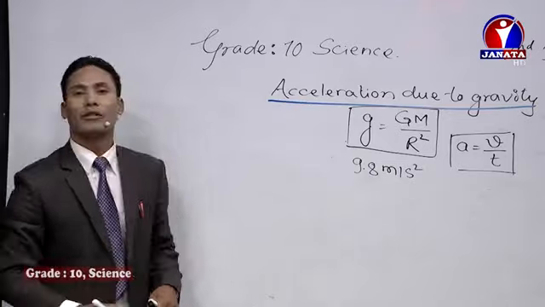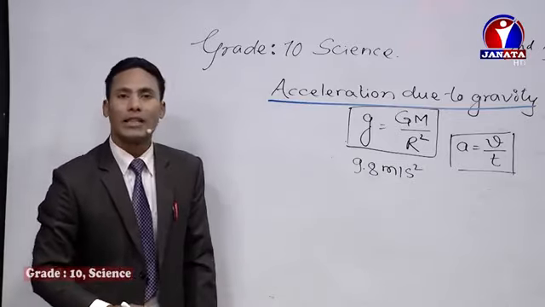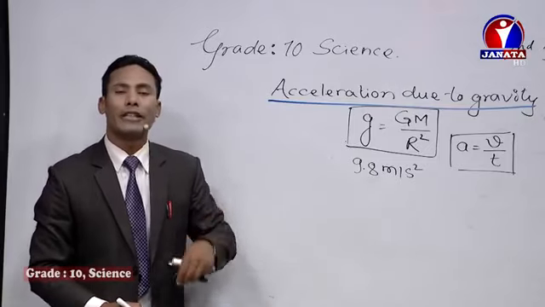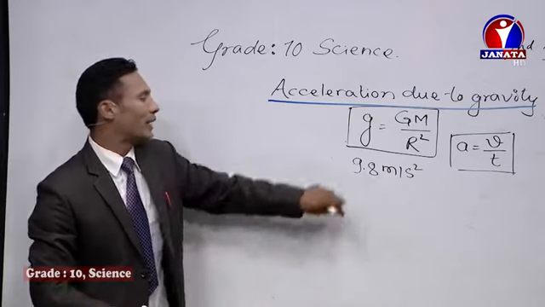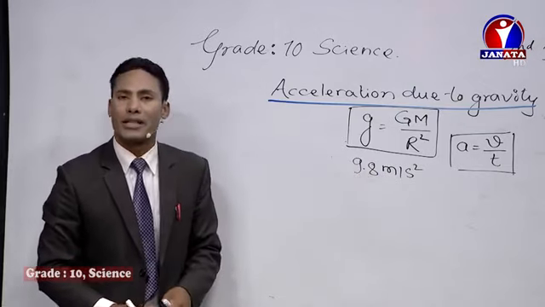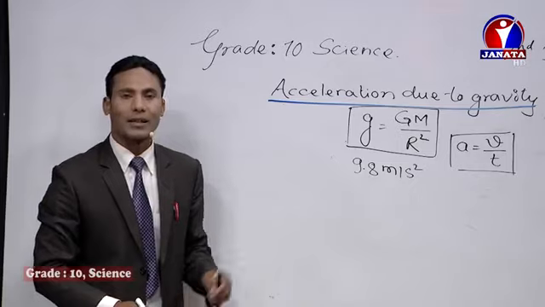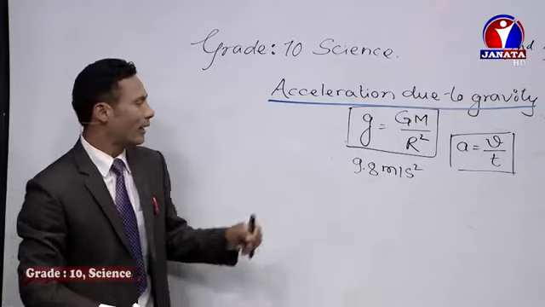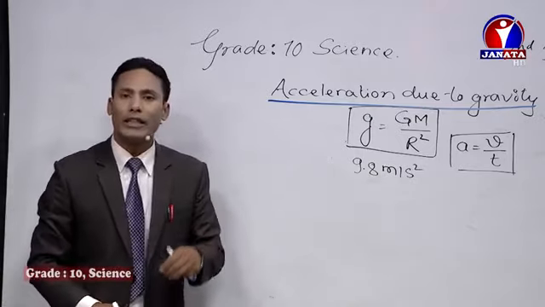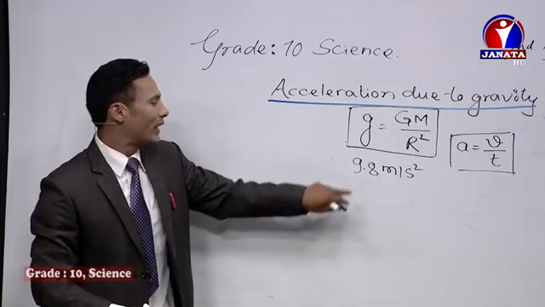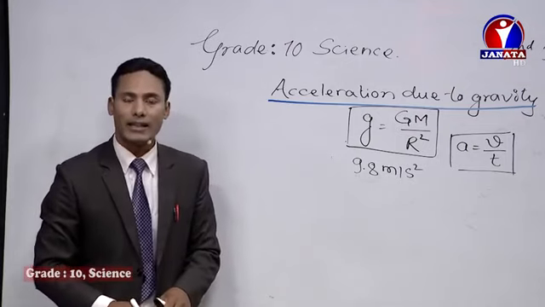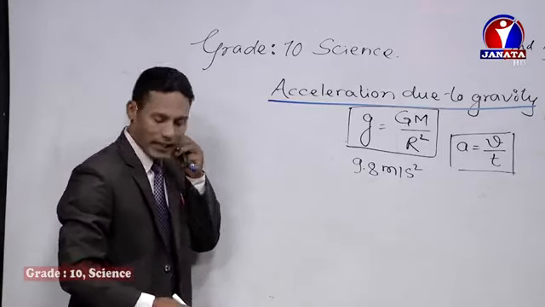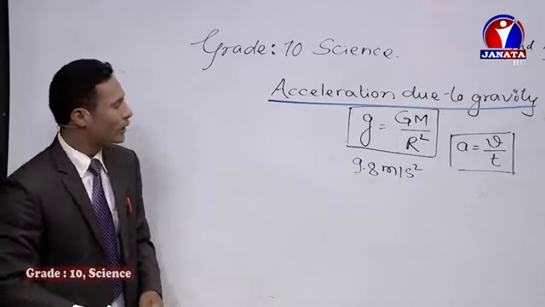The acceleration due to gravity of Earth is 9.8 meter per second square means the velocity of a freely falling object increases by 9.8 meter per second in each second. That is the meaning of acceleration due to gravity, 9.8 meter per second square. Once again, the velocity of a freely falling object increases by 9.8 meter per second in each second.